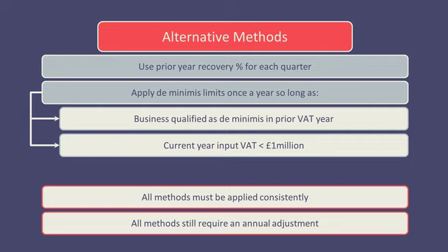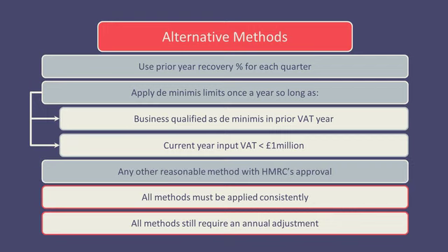The taxpayer could also ask HMRC for permission to use any other form of calculating how the residue should be apportioned, as long as it is deemed reasonable by HMRC.